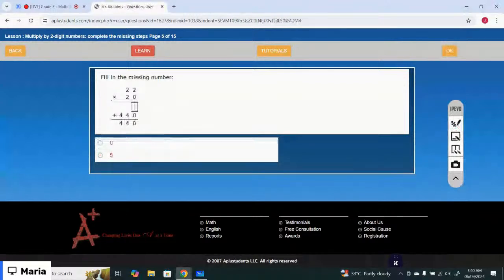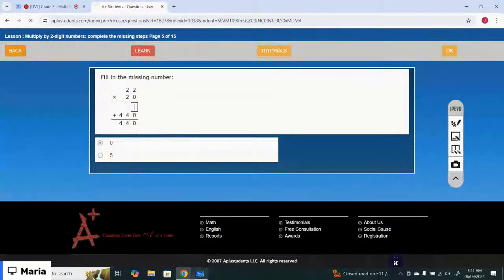Okay, the next one is 22 times 20. So which is the correct option? You have to find the missing number, right? The ones digit is 0. So whenever you multiply any number with 0, the answer is 0. So that means the missing number is 0. Okay, you can complete the lesson by yourself later today.